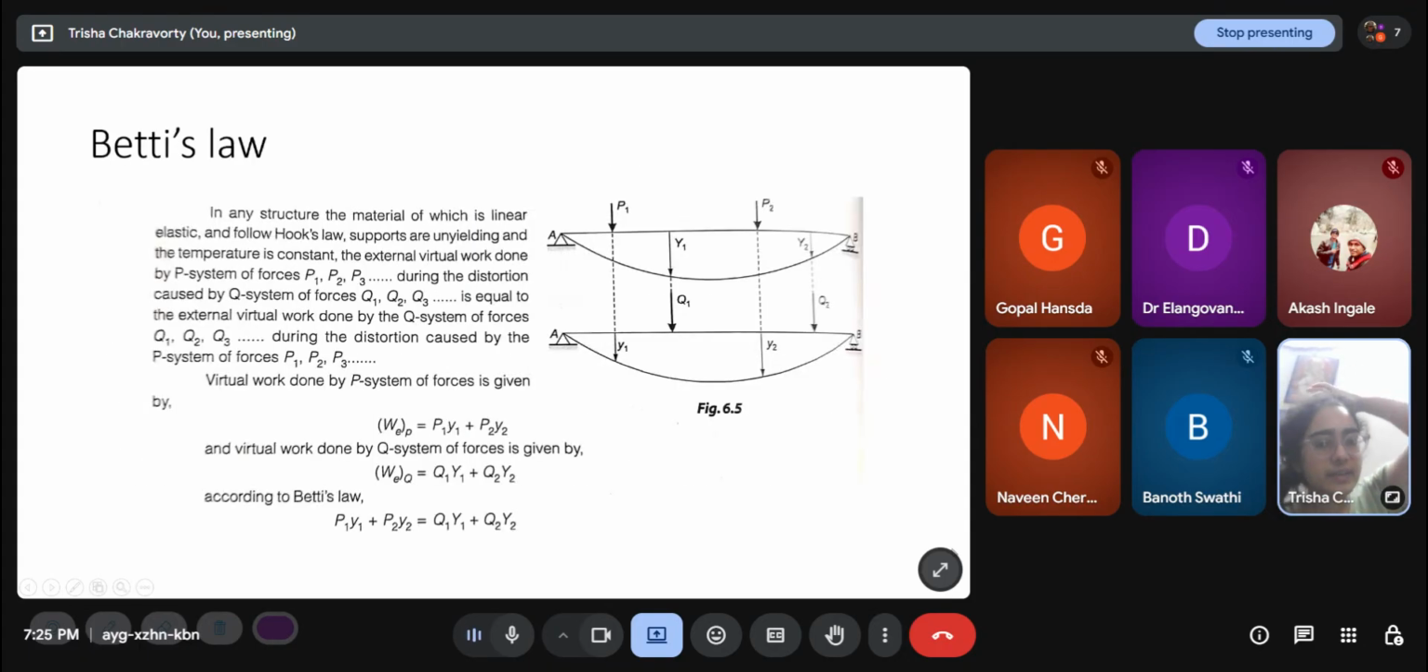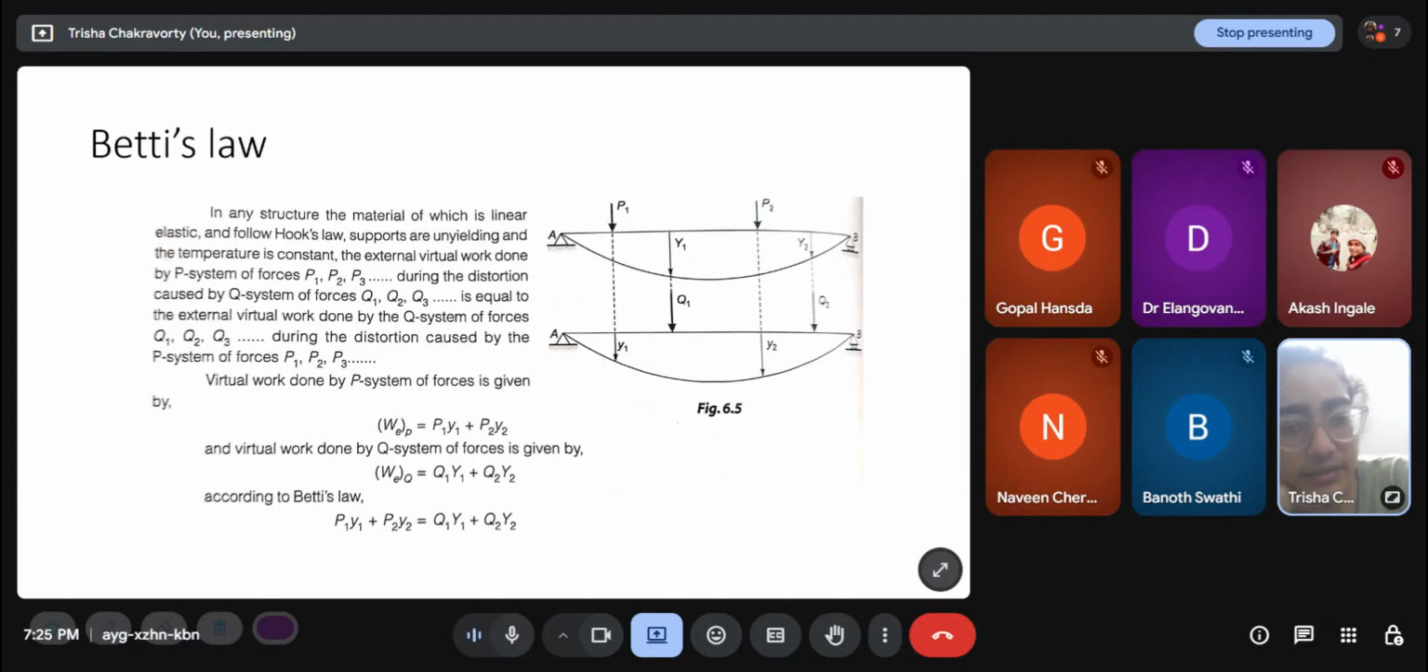Now we look at Betti's law. It says that in any structure, the material of which is linear elastic and follows Hooke's law, supports are unyielding and temperature is constant, the external virtual work done by P system of forces P1, P2, P3 during the distortion caused by Q system of forces Q1, Q2, Q3 is equal to the external virtual work done by the Q system of forces during the distortion caused by P system of forces.